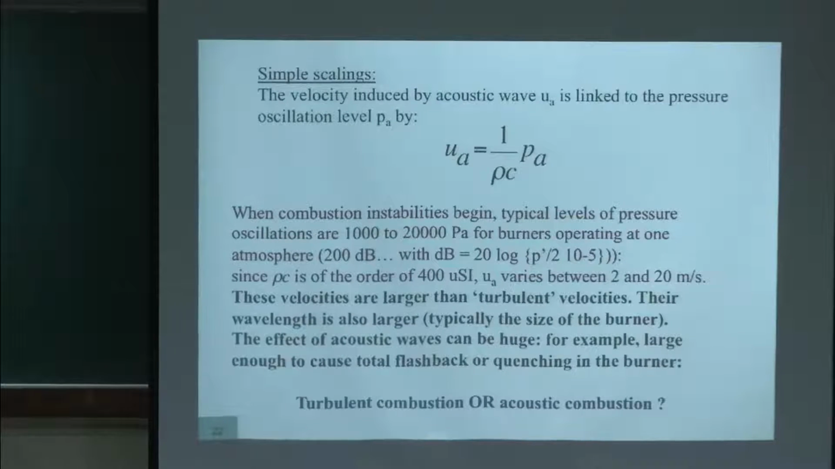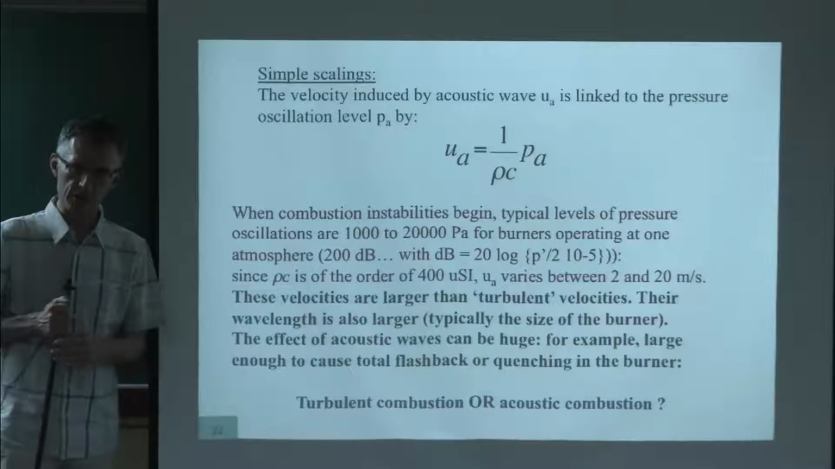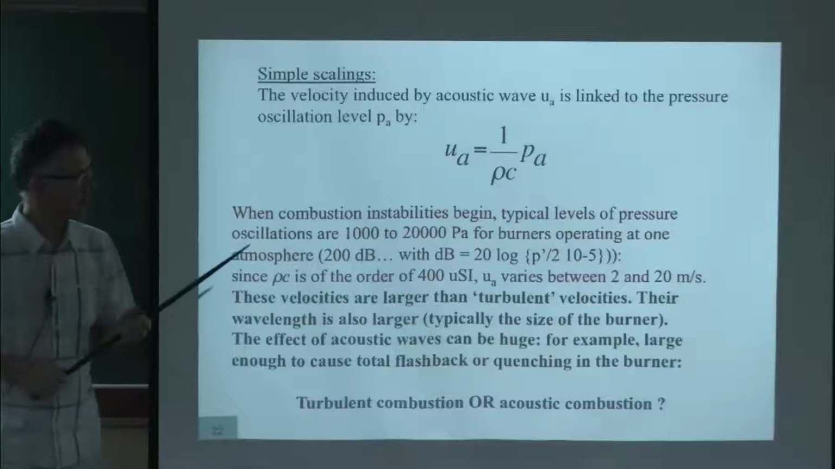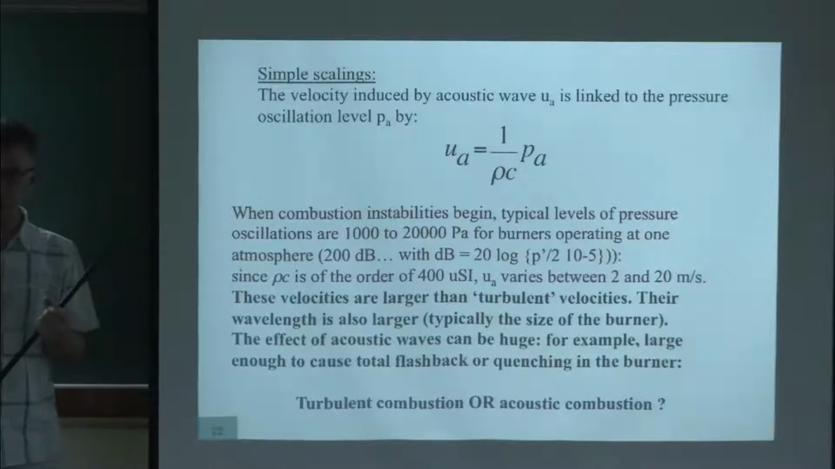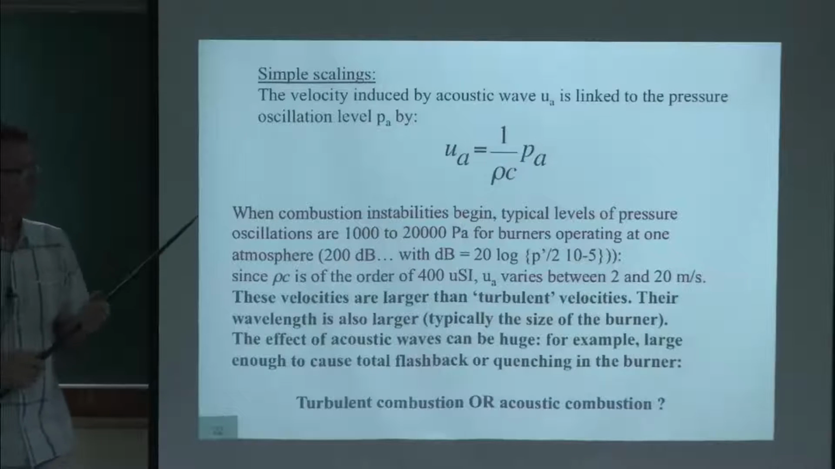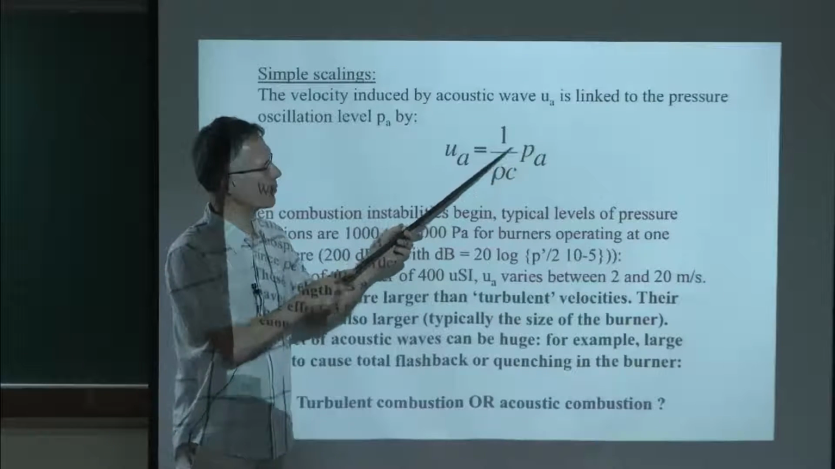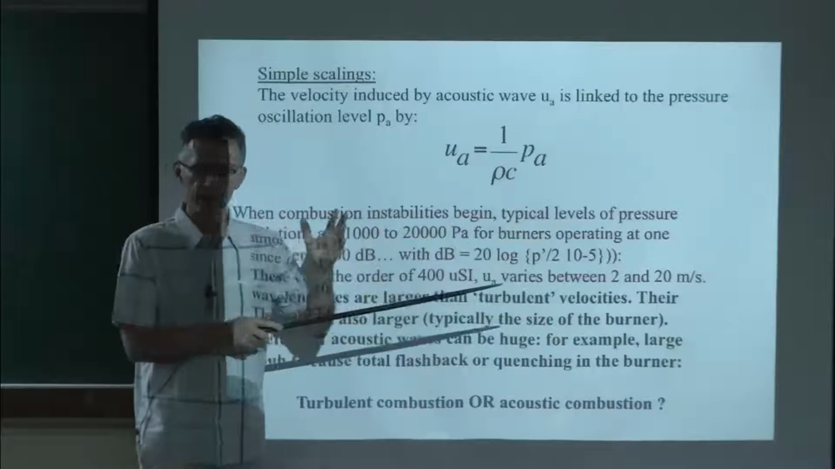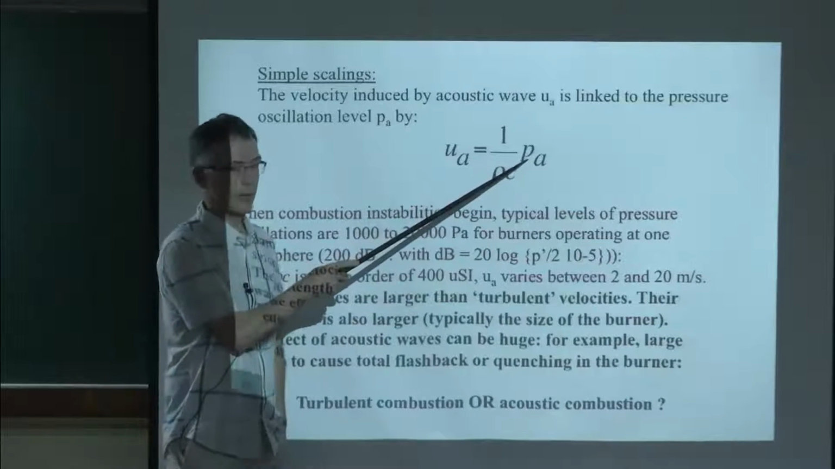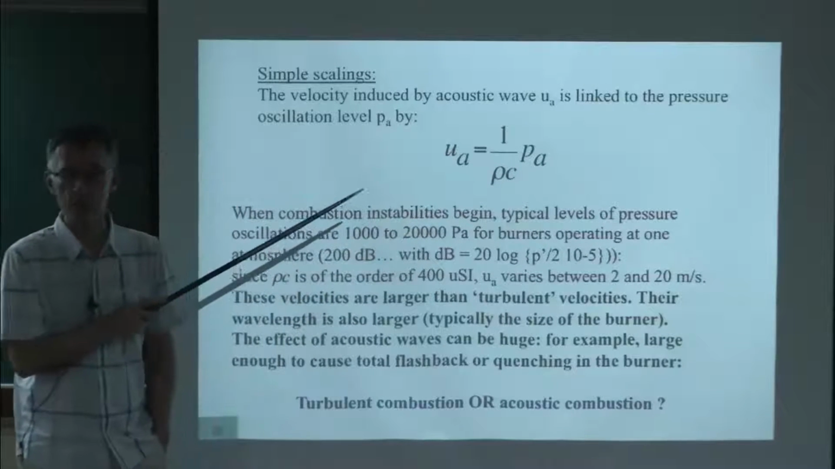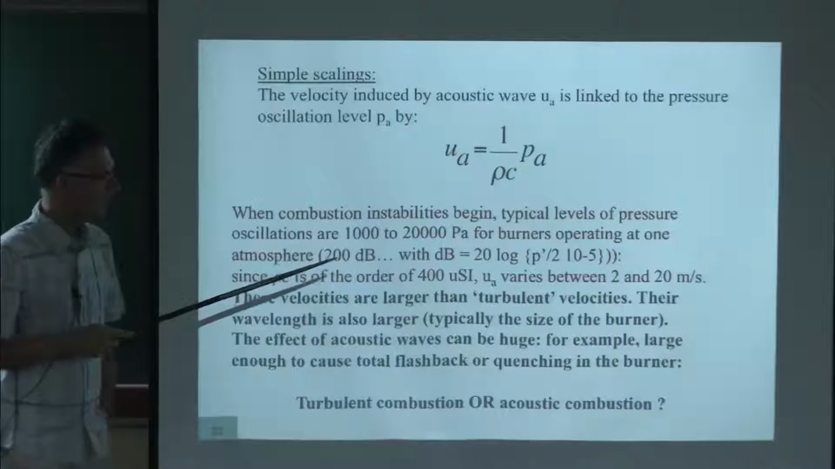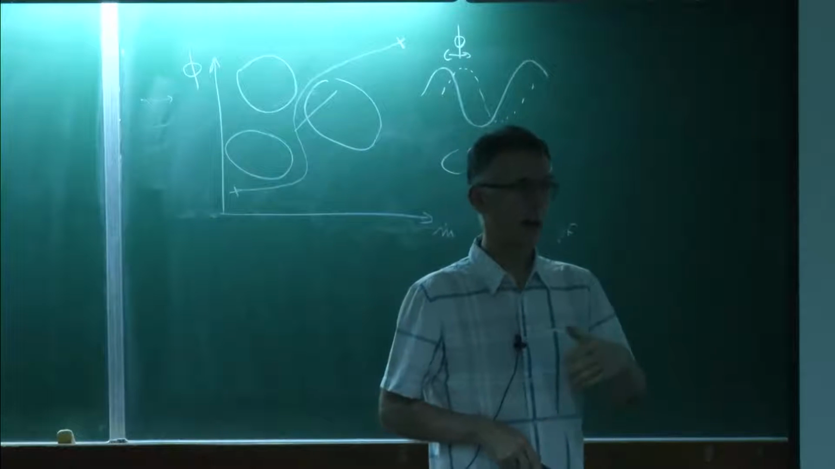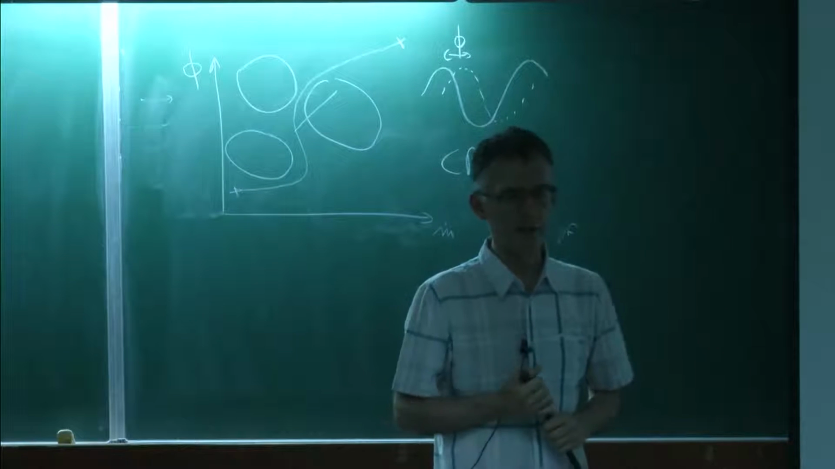Now, some scalings. We have talked about turbulent combustion. It's important to realize that when you have an instability in a system, the velocity induced by acoustics can be very large. I've shown you already that there is a scaling between p prime and u prime: u prime is 1 over rho c times p prime. So if you have a pressure amplitude, you can guess how much acoustic velocity this gives. It's a useful scaling. In many burners, you have heard yesterday, levels of the order of 150 to 180 dB. Actually, there are burners which go to 200 dB.